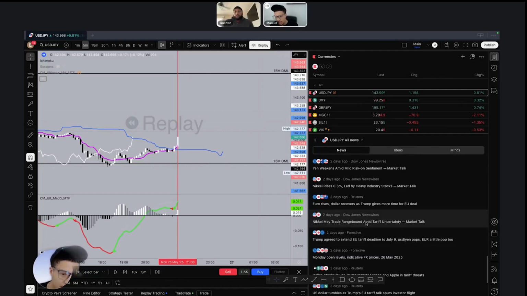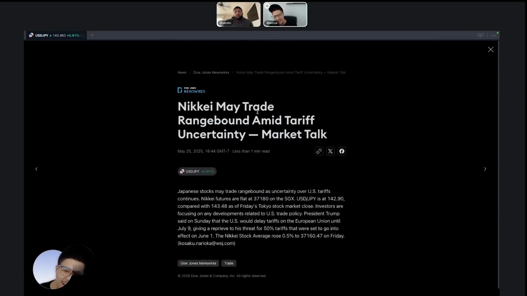Nikkei may trade range bound amid uncertainty. Wait, hold on. What? Nikkei may trade? That doesn't even sound right, because this is futures, Japanese futures. I thought that was a company, but let's see. Nikkei futures are flat, USDJPY compared to Friday. Tokyo stock investors are focusing on any developments related to U.S. trade policy. President Trump said on Sunday that he would delay tariffs on the European Union until July 9th, giving to his threat for 50% tariffs that were set to go into effect.